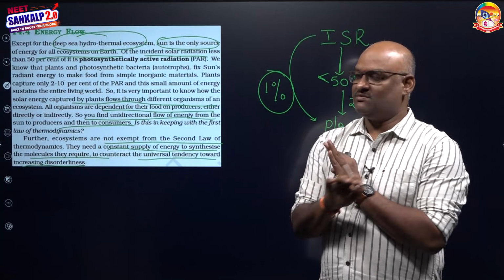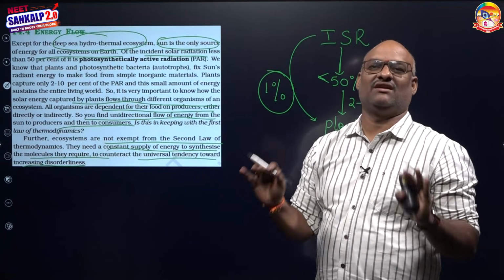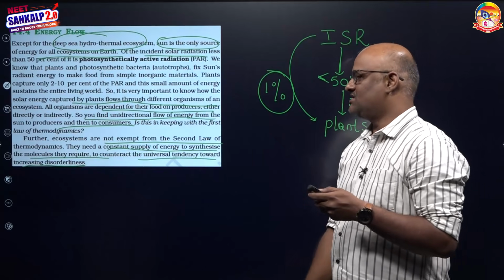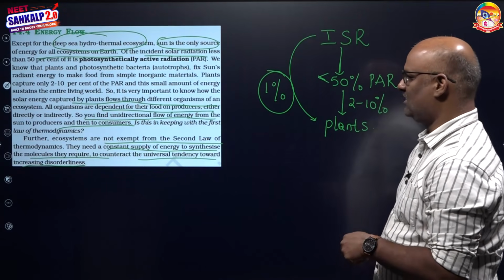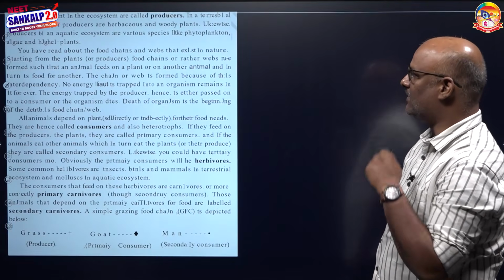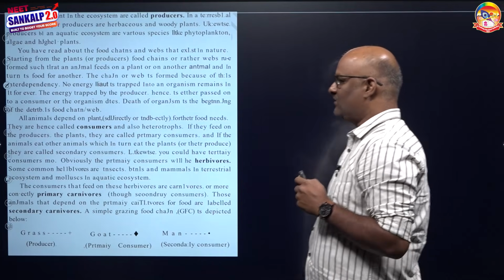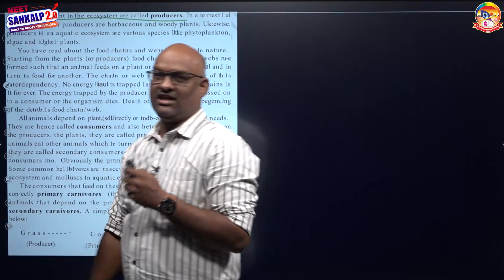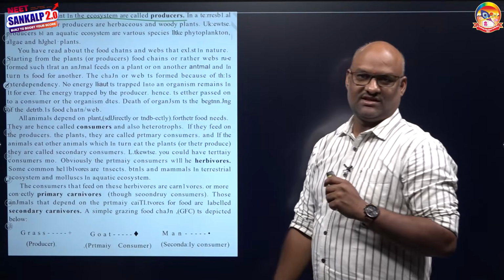So ecosystems cannot be exempted from the second law and first law of thermodynamics. So this is about the energy, the first paragraph of the energy flow. Now in the energy flow, the green plants in the ecosystem, what are the green plants called? The green plants are called producers.